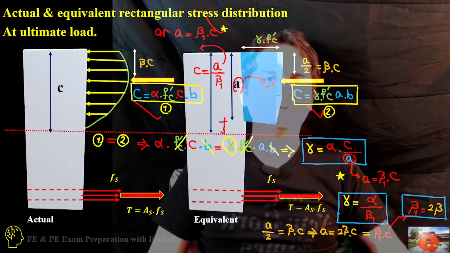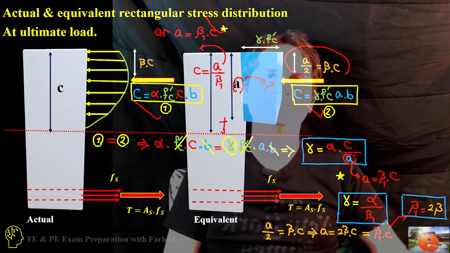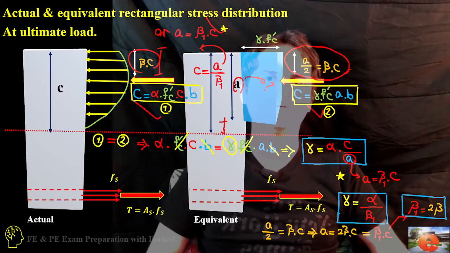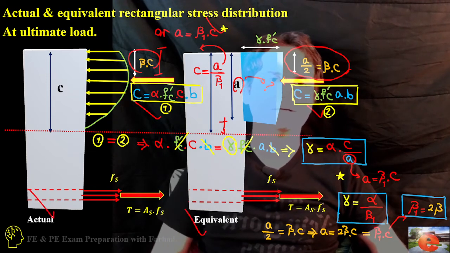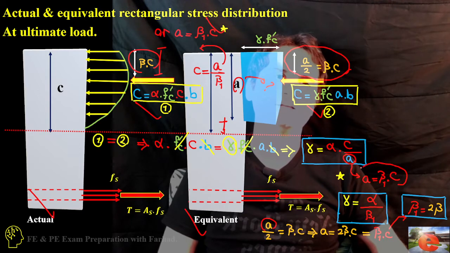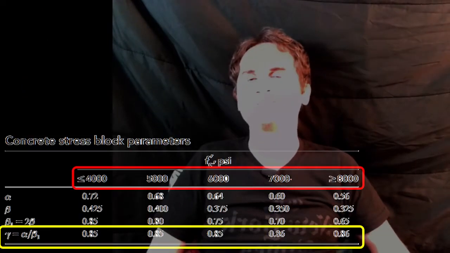From the other part, A over 2 is equal to beta times C. Beta times C is the location of the resultant force from the top of the section in both the equivalent and actual case. So A over 2 is beta times C, which says A is equal to 2 times beta times C. And from the other equation, A is equal to beta 1 times C. So it gives us beta 1 is equal to twice beta.